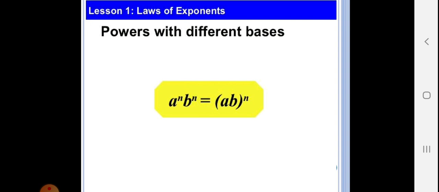Powers with different bases. So here you can see a raised to n, b raised to n. So what is common here? The power. But the bases are not the same. So what you will do is multiply your bases and put the power as common: ab whole raised to n.